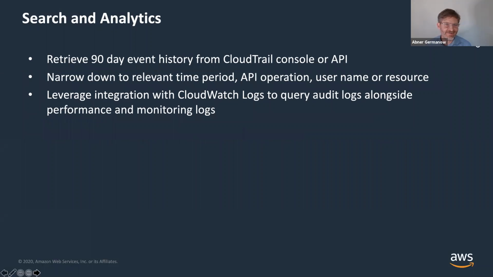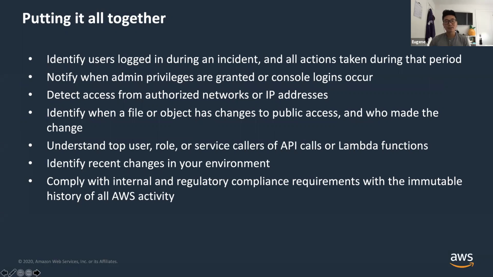Let's maybe talk about putting it all together. At the end of the day, these are some of the use cases and the reasons why you want to have CloudTrail enabled. You want to be able to identify which users were logged in during an incident. For example, in the case I gave you, we know that this username in our AWS environment was the one that deleted the production ECS cluster, and we know when he did it. You also want to know when admin privileges are granted. In that case, we know he was granted admin privileges because of CloudTrail logs, and we know not to do that again in the future.